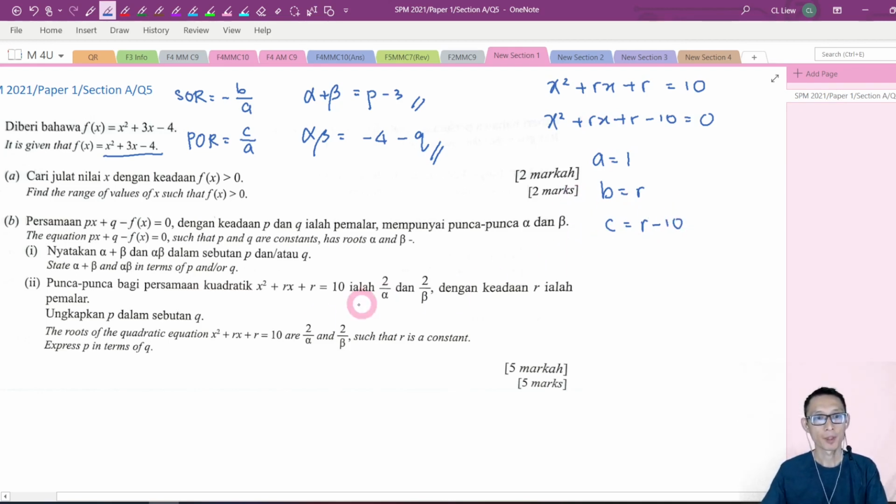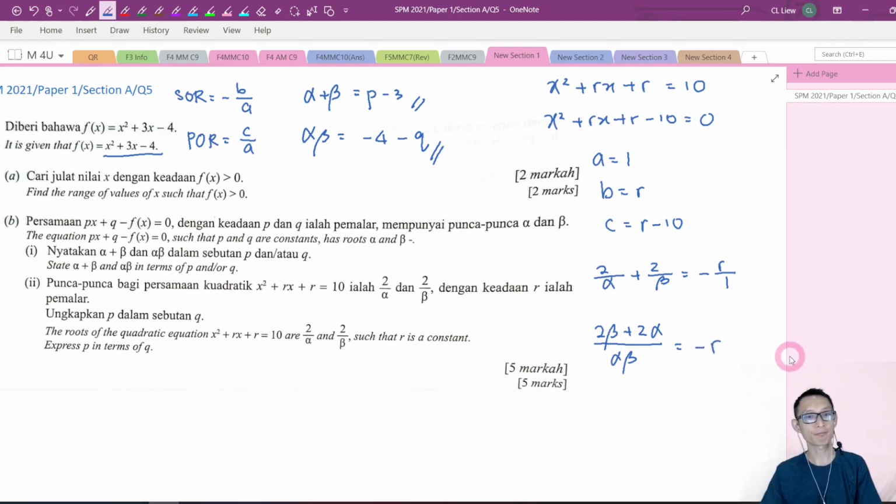Okay, so now, given the question, the roots of this quadratic equation are 2 over alpha and 2 over beta. So sum of roots, 2 over alpha plus 2 over beta, will be equal to negative b over a, right? Negative b over a. So 1, you don't have to write 1, it's okay. So here, let me combine these two fractions together. Times beta, times beta, times alpha, times alpha. So it will become 2 beta plus 2 alpha. Okay, this will be alpha plus beta is equal to negative r.